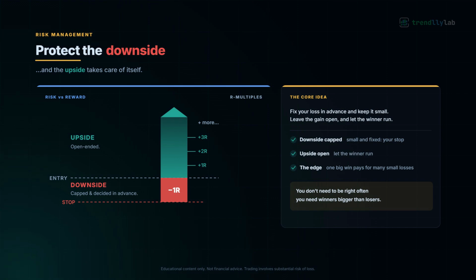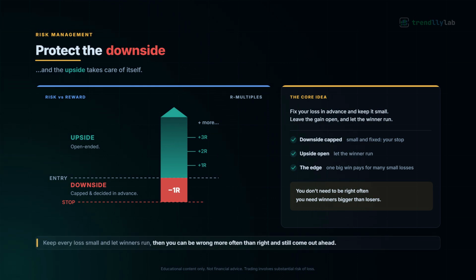You do not need to be right often. You need winners bigger than losers. Traders who keep every loss small and let winners run can be wrong more often than right and still be in the game, which is the whole of Chapter 1.